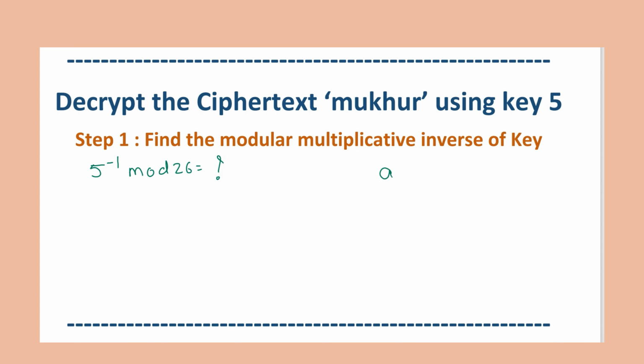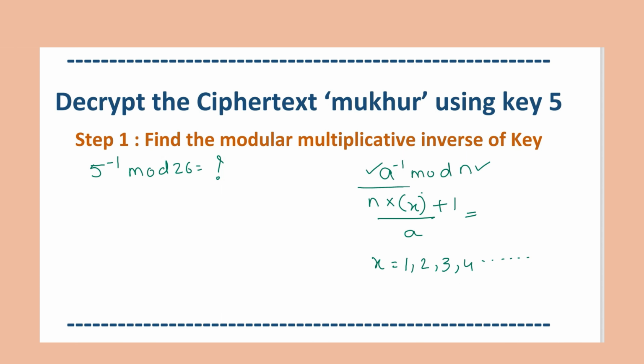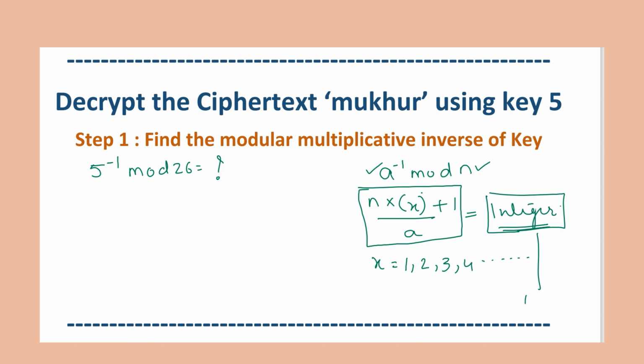So I'll just brief you quick. Whenever you want A inverse mod n, you should take n into some number x plus 1, divided by a. So n is known from the given question. A is known from the given question. So you'll substitute that. What is x? X, you're going to put different values like 1, 2, 3, 4. You will do this as long as this particular division gives you an integer. The moment you get an integer value, you should not get a fractional value, you should get an integer. The moment you get an integer value, you stop there, and that particular integer is the answer of A inverse mod n.